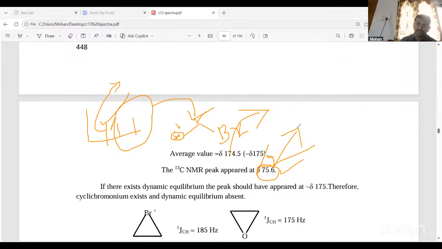At dynamic equilibrium, the detachment of bromine is taking place from one carbon and the attachment at the other carbon is taking place. In between, the period for transferring bromine from here to here is a transition period. The transition period gives the signal at 174, not at 310, not at 39. It is showing 174 at the transition time. So it is known that that particular interconversion is taking place.